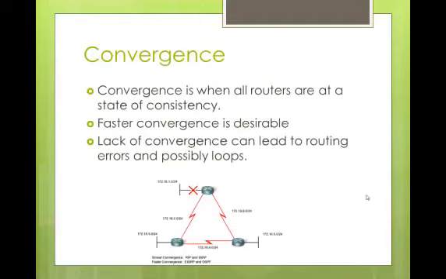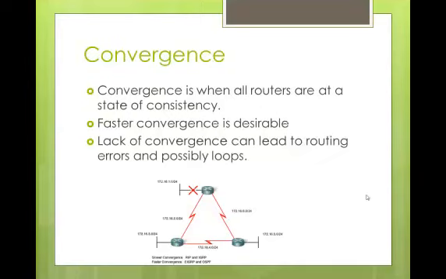Convergence is when all routers are at the same state of consistency. Basically what that means is that all of their routing tables are going to look very similar, almost identical. They would have routes to all the networks in your topology. The faster convergence happens, the more desirable it is. The lack of convergence can lead to routing errors and possibly loops.